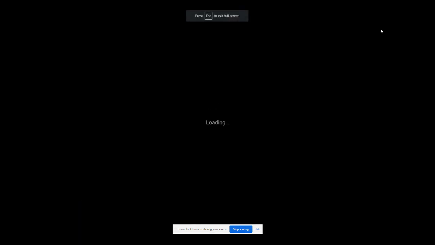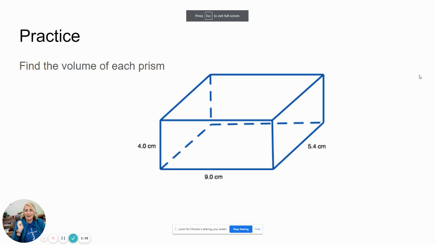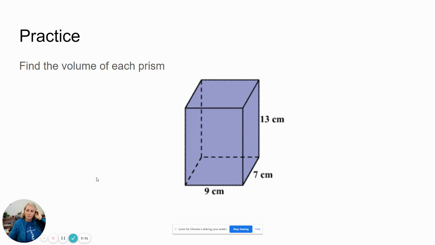So go ahead, let me make this a little bit bigger. Go ahead and find the volume of this prism. All right, and now we're going to find the volume of this prism.